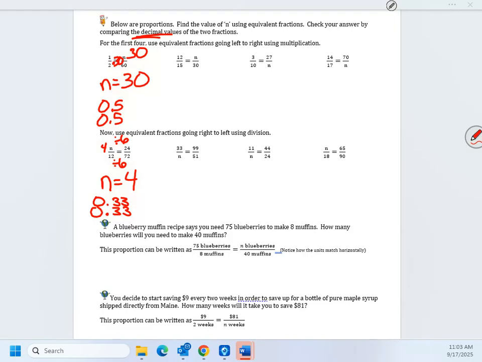What you need to take note of with this is if I put blueberries on the top in my first fraction, I have to put blueberries on the top in my second fraction. Muffins are on the bottom here, muffins are on the bottom here. So make sure what you're measuring is the same. Blueberries to blueberries, muffins to muffins. And then you do the same math that we were doing up top. You solve for your missing one. Solve for that n, your question. That make sense? Yes. Any questions on today's work?